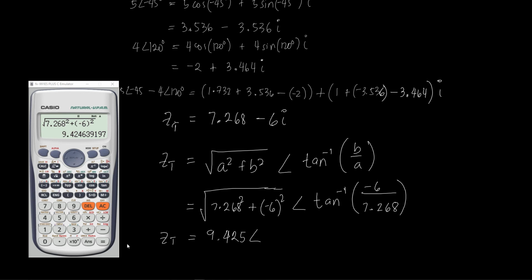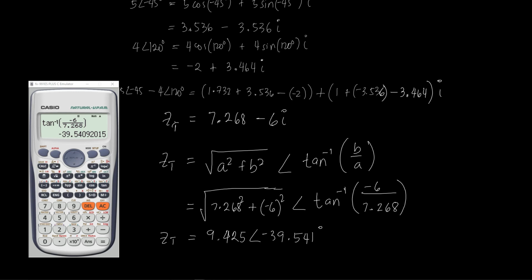The angle, what is it? Arctangent of negative 6 over 7.268. That is negative 39.541 degrees.